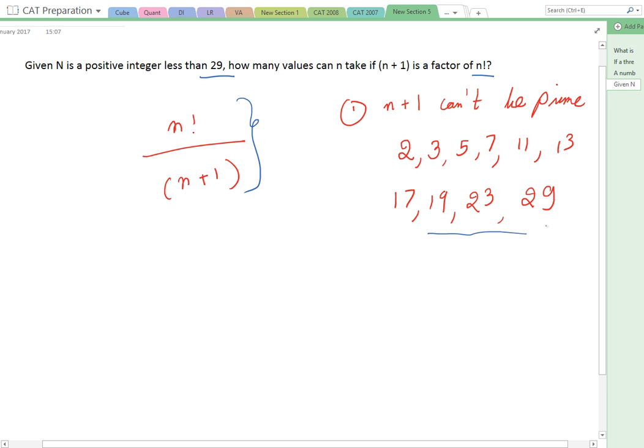So n plus 1 need not be less than 29. So we have eliminated 10 numbers from here. Post that, to solve this question, you'll have to manually count.